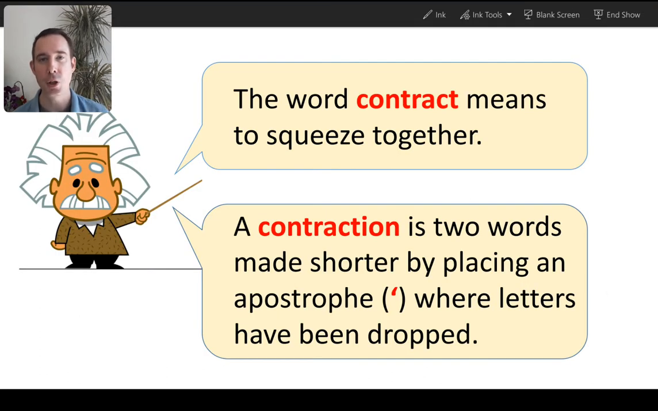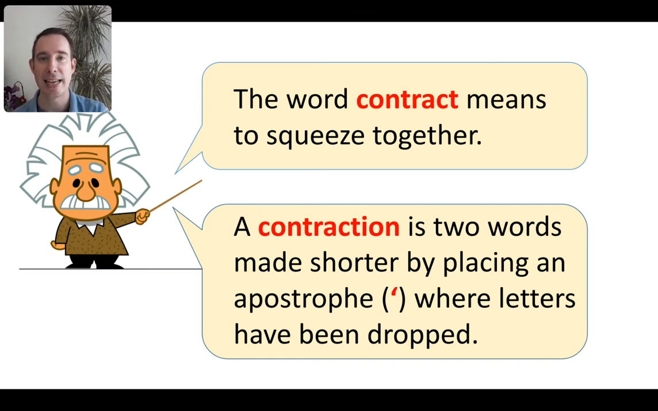A contraction is where we take two words, an action word, like a verb, and the negative not, and we squish them together to make them shorter. It's something we like to do in English a lot. What we do is use an apostrophe, that little thing at the top, to show it's been contracted. So let's get into it and have a look.